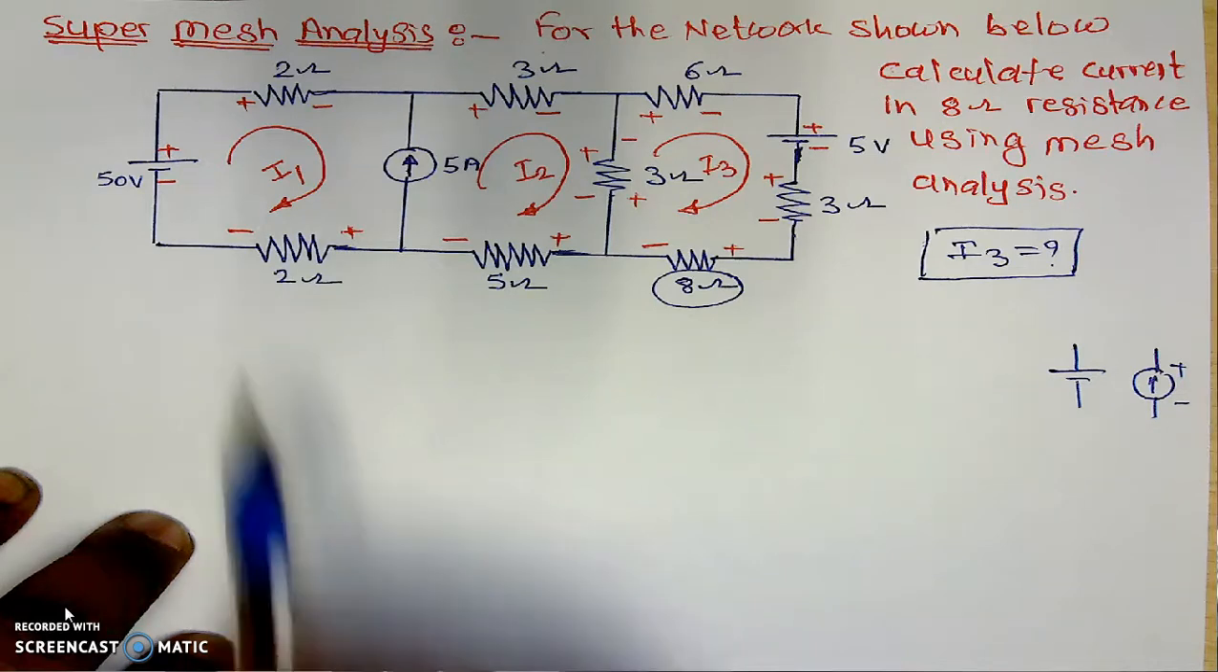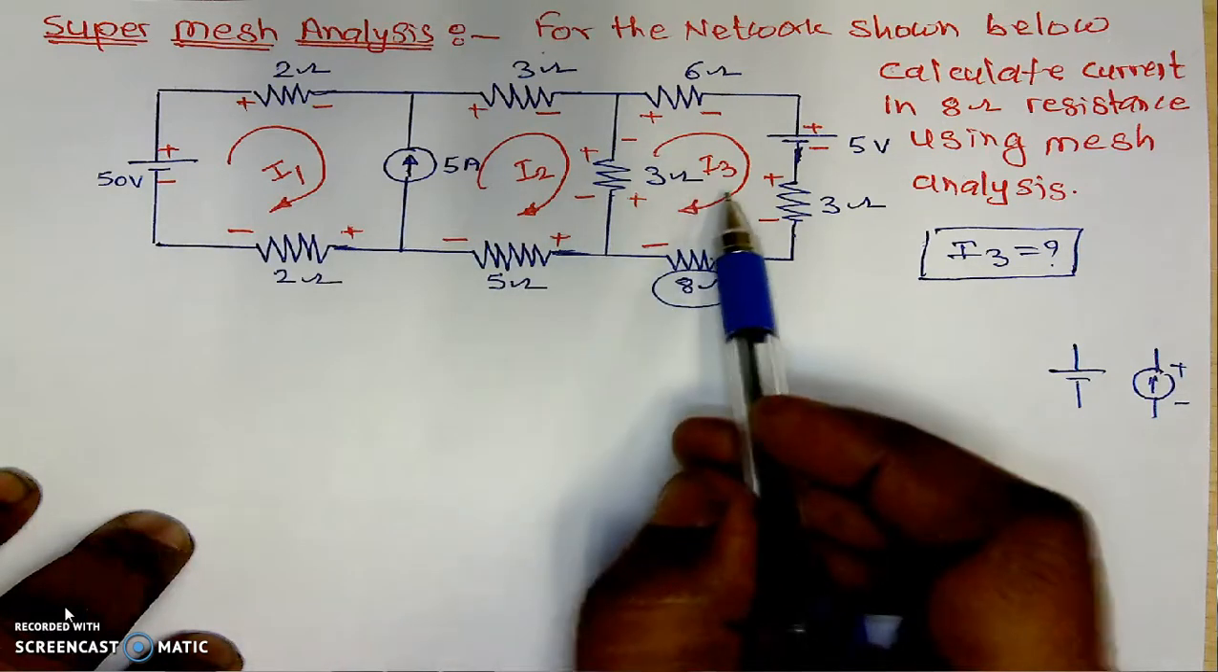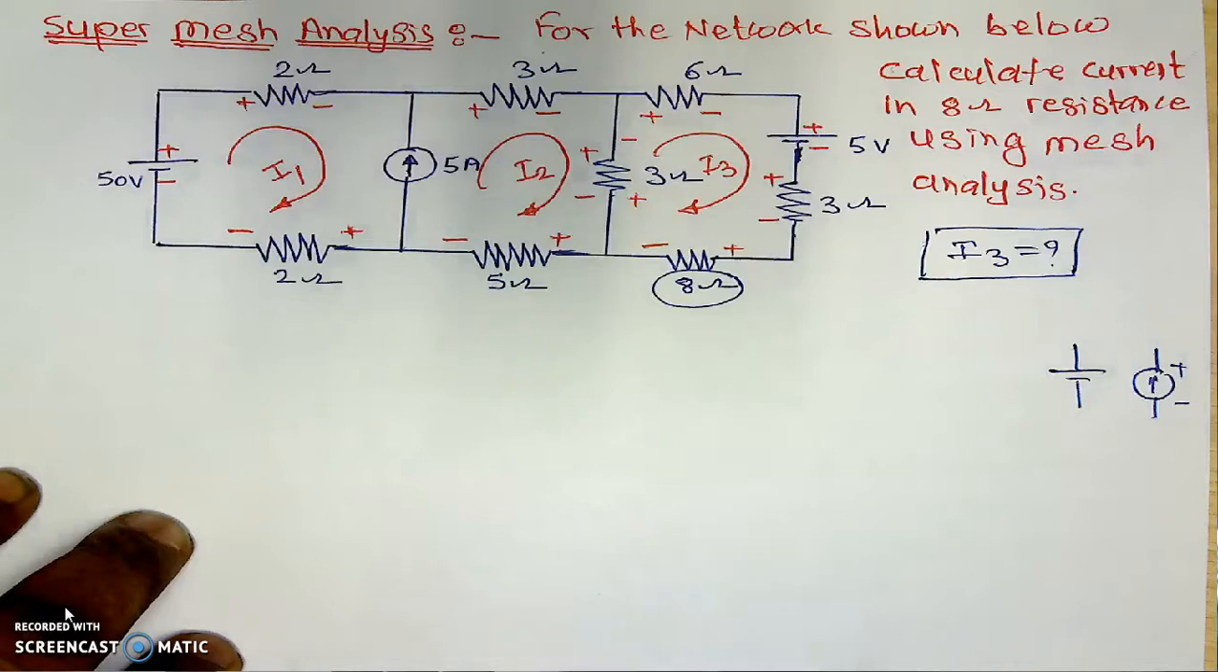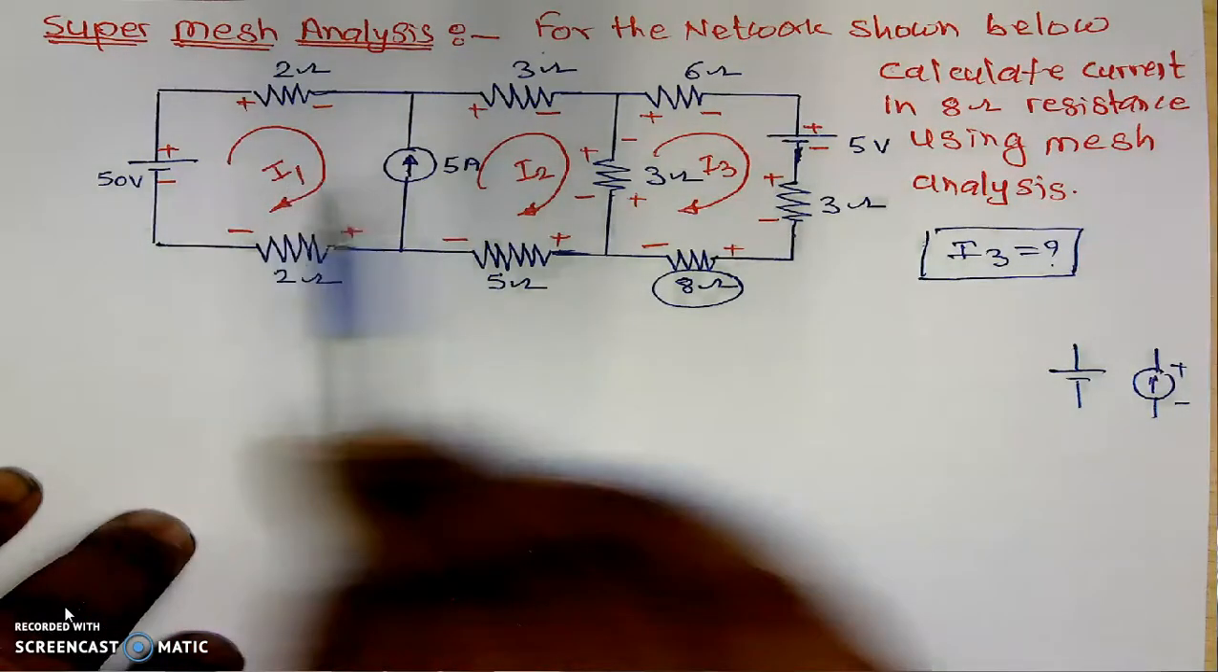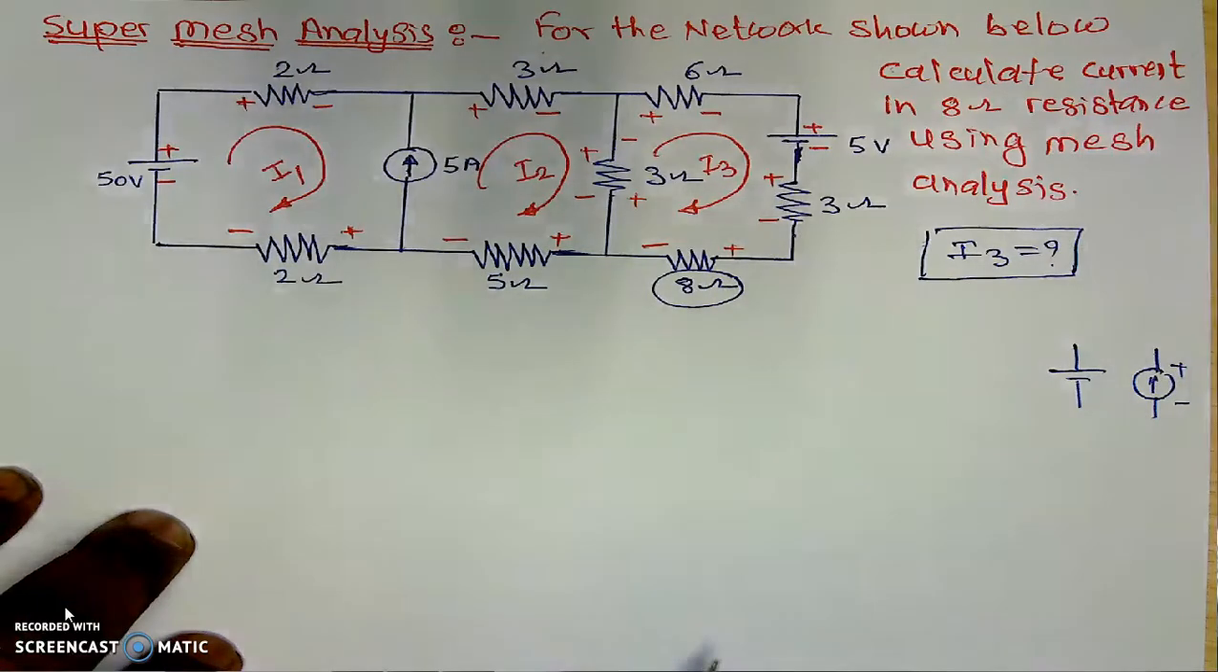Now in this case, never hesitate to take the direction of the current. It may be clockwise or it may be anti-clockwise. I have a habit to assume the current as always clockwise. That's why here, clockwise, clockwise, and clockwise, I have taken the three currents.